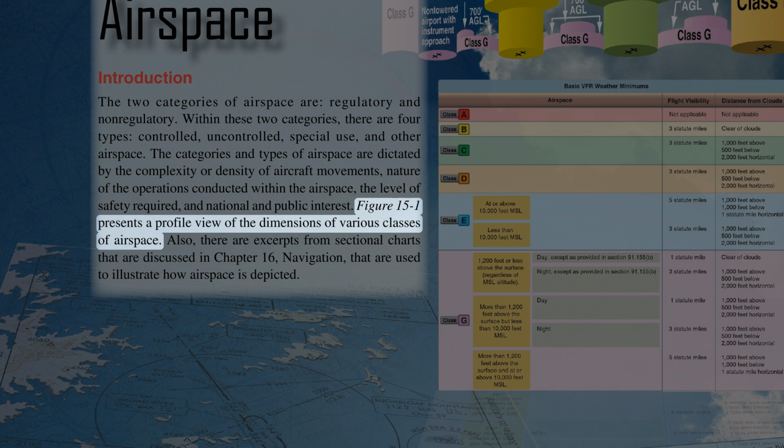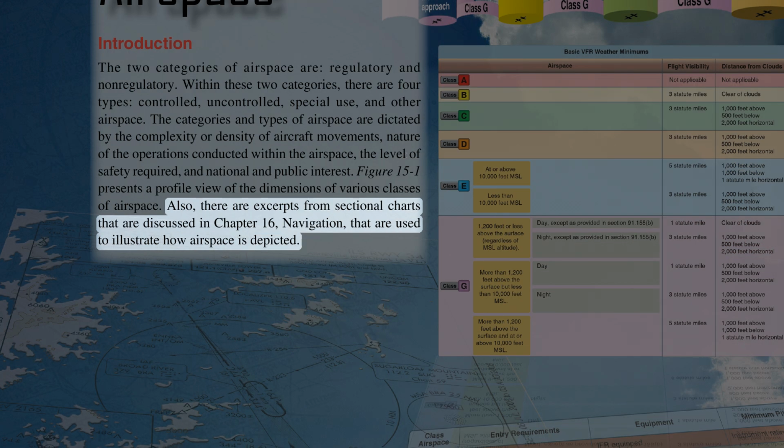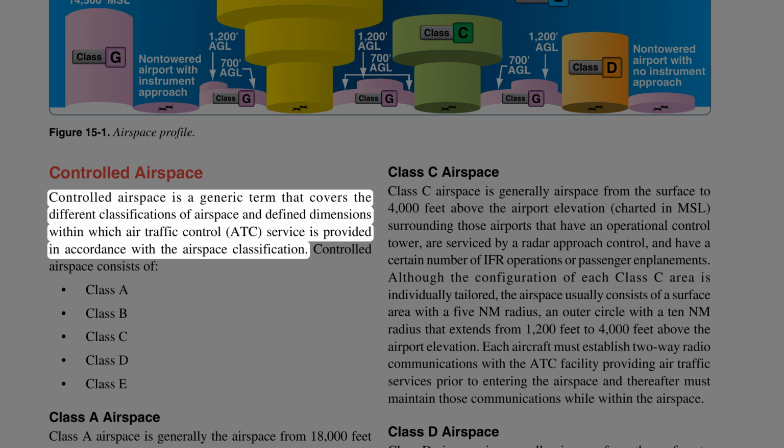Figure 15-1 presents a profile view of the dimensions of various classes of airspace. Also, there are excerpts from sectional charts that are discussed in Chapter 16, Navigation, that are used to illustrate how airspace is depicted. Controlled airspace. Controlled airspace is a generic term that covers the different classifications of airspace and defined dimensions within which air traffic control (ATC) service is provided in accordance with the airspace classification.